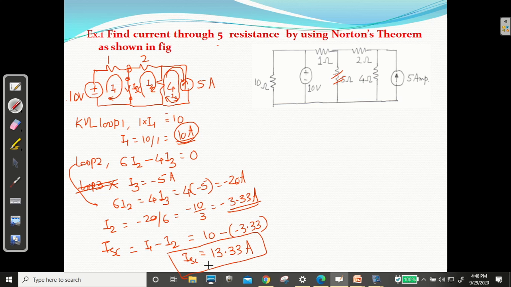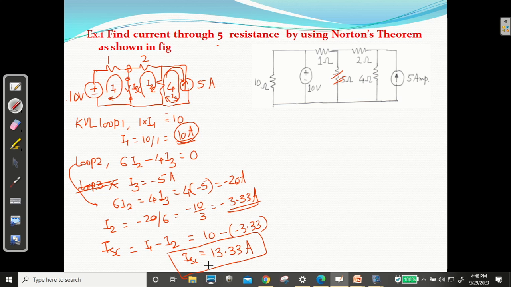So ISC निकालना बहुत simple है. Just short the points A and B and you can solve the problem by KVL or by KCL or by any method, current division theorem, whatever you want you can use. So here I have written the KVL and I got ISC equal to 13.33 ampere.